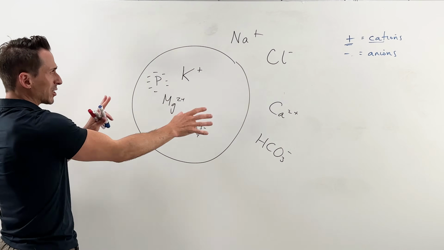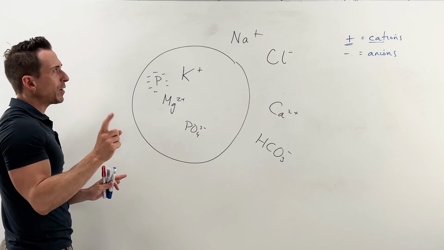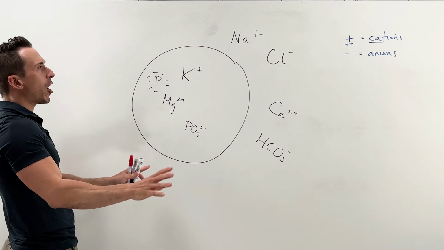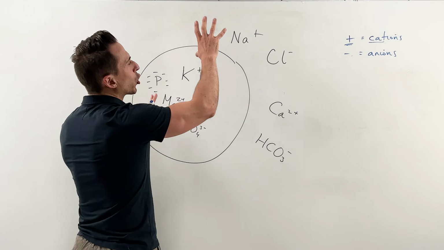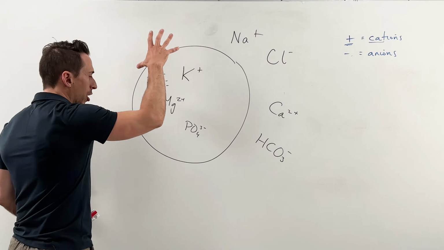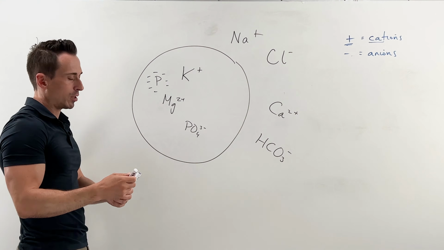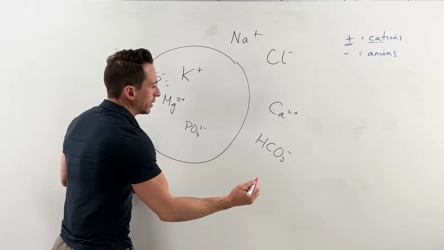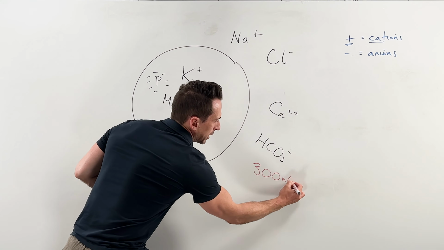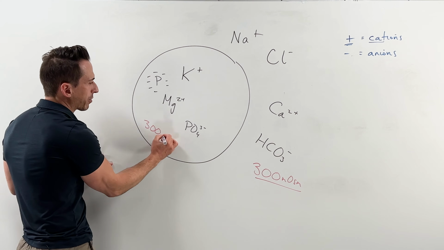So let's look at this now. If I were to add up all the sodium, most is outside. If I were to add up all the potassium, most is inside. But if I was to add up the overall concentration of ions outside and the overall concentration of ions inside, it is going to be a similar concentration. That concentration is around about 300 milliosmoles. Both inside and outside, around about 300 milliosmoles.